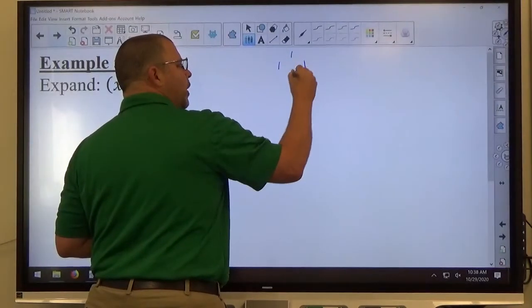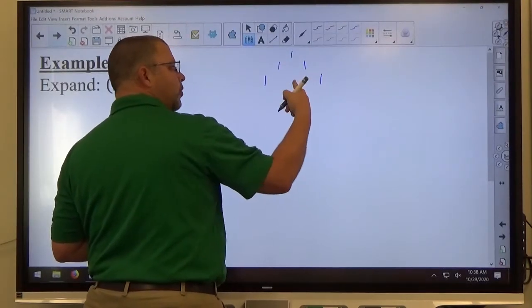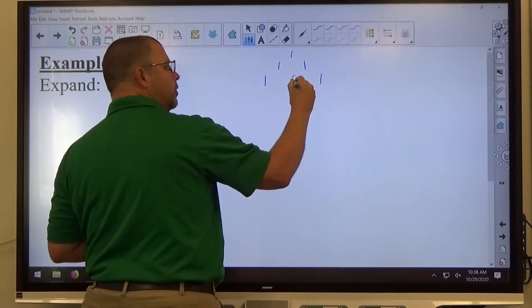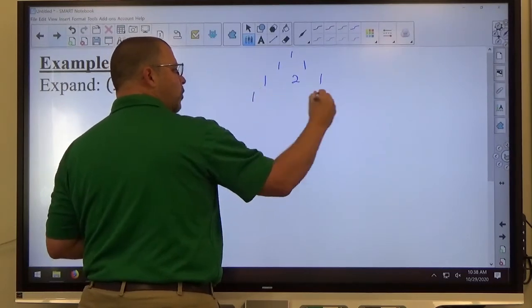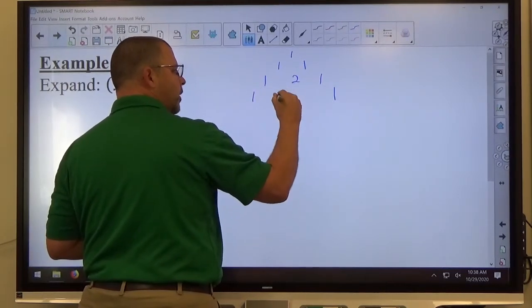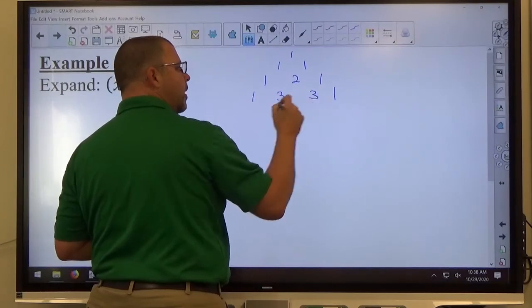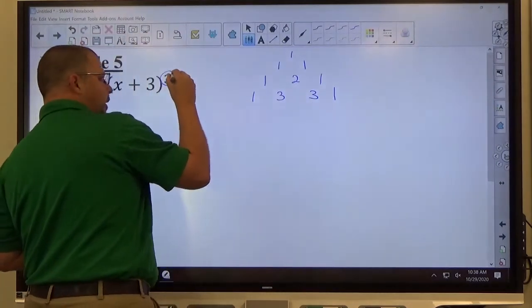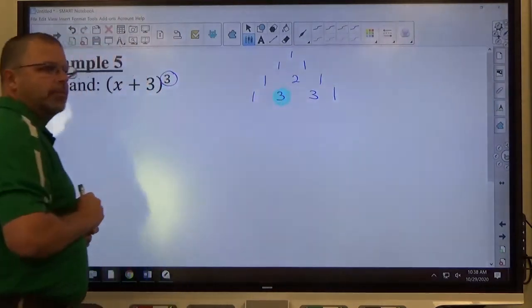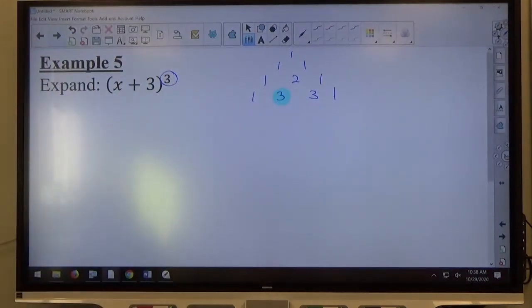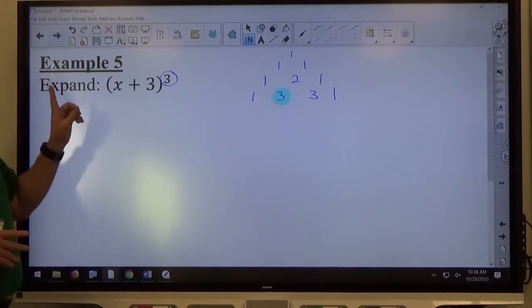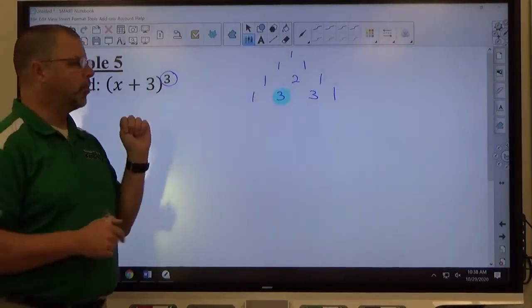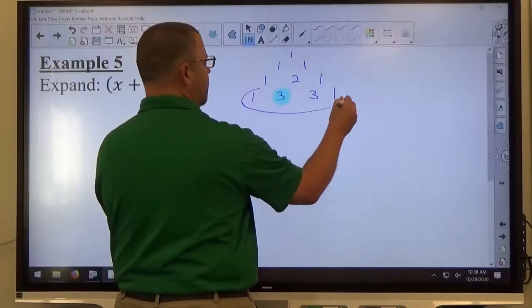So 1, 1, 1, 1, 1. What goes here? 2, because 1 plus 1 is 2. 1, 1. What goes here and here? 3 and 3, right? And notice this is a 3, and the second number is a 3, right? That's the row we need to get to. All right? So my Pascal numbers for this specific power are going to be 1, 3, 3, and 1. Those are the numbers I'm using. This is the row I'm using.